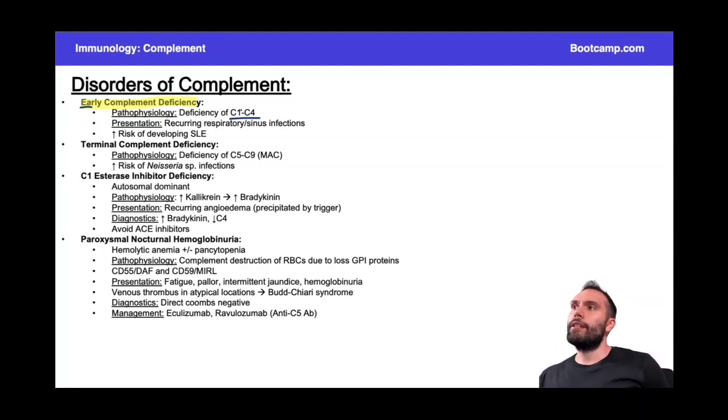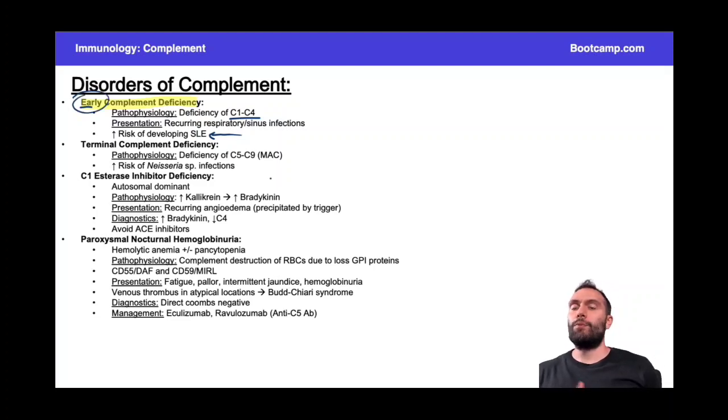But in general, if you had a deficiency of these early complement factors, the patients are more likely to have respiratory and sinus infections in particular. Okay, and there's an increased risk of developing lupus. Now remember, lupus, we tend to see low levels of complement, particularly the early complement in the setting of lupus.